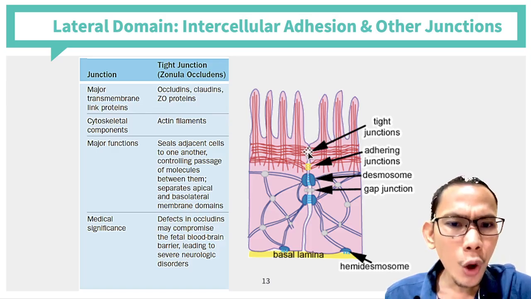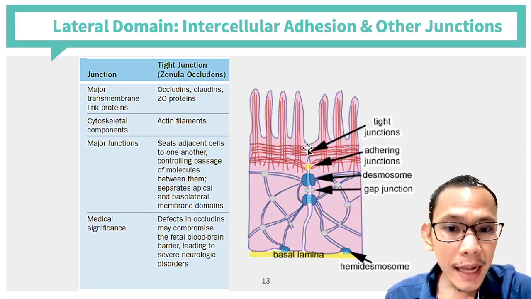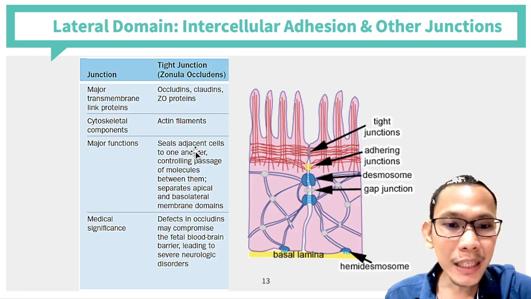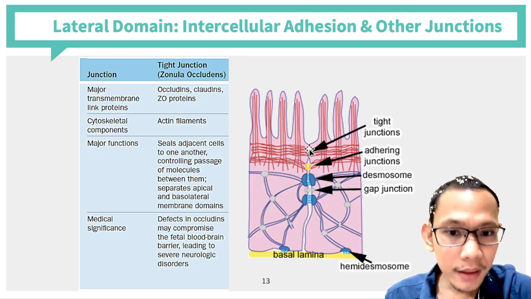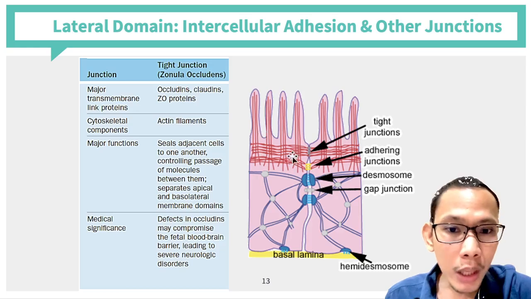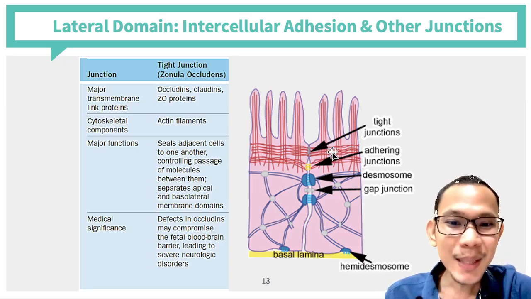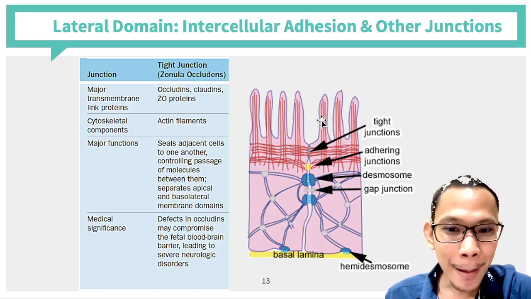Now, the question is, what's the function of this tight junction? Please take note that the major function of this tight junction is to seal the adjacent cells to one another. Meaning to say, it's a sealant of one adjacent cell to another adjacent cell. So therefore, it will control the passage of molecules between them. And again, it will separate your apical region from your basolateral membrane domain.